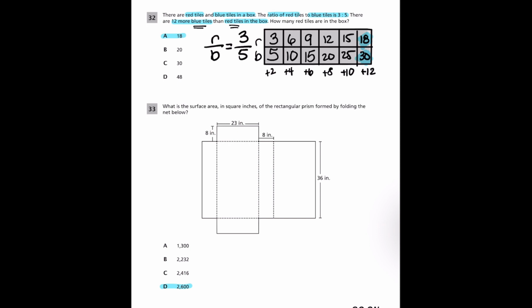Okay, so how many red tiles are in that box? So that's the other part that's interesting. They're asking how many are red. So this is where the table helps. You can see there are 18 red tiles when there are 30 blue tiles. And this is when there are 12 more blue tiles than red tiles. So I had to draw it all out.